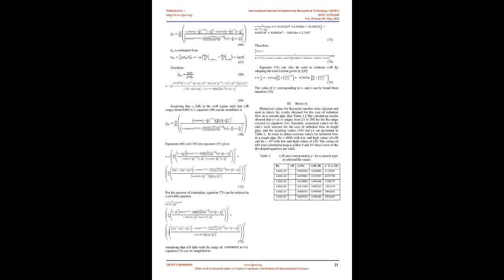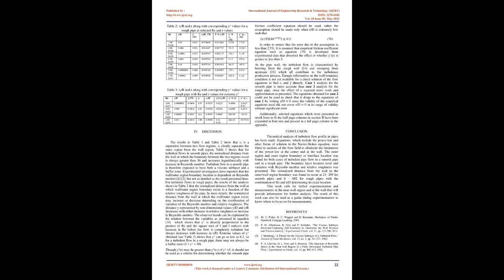Though y+ may be greater than y+ at R1, of y+ equals 5, it should not be used as a criterion for determining whether the smooth pipe friction coefficient equation should be used. Rather, the assumption should be made only when ε/d is extremely low, such that ε/d is below the stated limit, in order to ensure that the error due to the assumption is less than 2.5%. It is assumed that an empirical friction coefficient equation such as equation 75 is developed from experimental data that absorbed the effect of whether y+ is greater or less than 5.